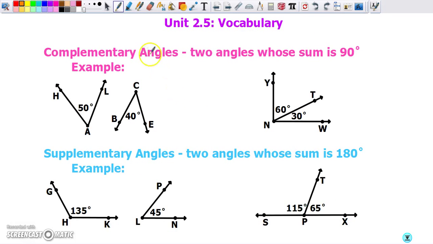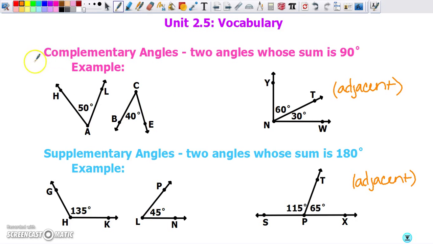Our next two terms are complementary and supplementary. Complementary is just two angles whose sum is 90 degrees. They don't have to be connected. So this would be an example of them being side by side. These are adjacent angles, by the way. And these are non-adjacent because they are not connected at all. And then supplementary would be two angles whose sum is 180 degrees. So again, this is an adjacent example. And this over here is not an adjacent example, but still adds up to 180 degrees.